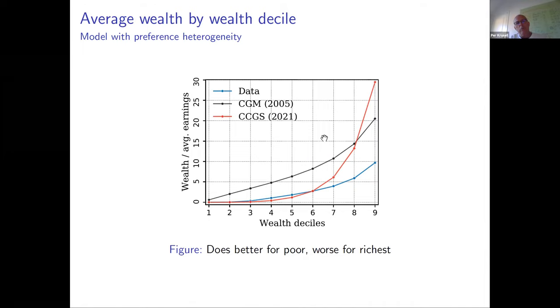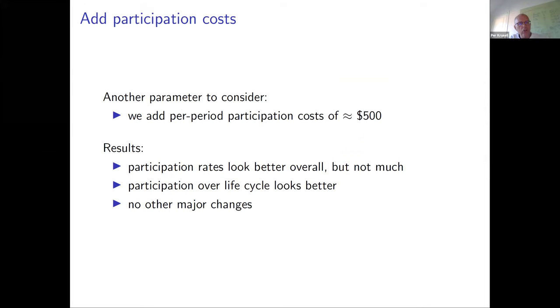Here are the wealth deciles, how do they look? This CCGS is our rendition of what they have in their recent paper, but it was just a shot, so it should be within quotation marks. You see that the red curve is closer to the blue curve for the poor. It's worse for the rich, but I think this is an improvement, and you see it here too in the QQ plots. We added participation costs to this because we wanted the participation margin to be more interesting. Of course, we get participation to look better, but it's not a very good match.